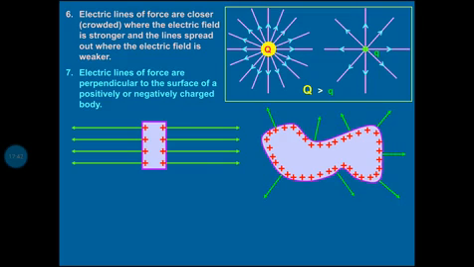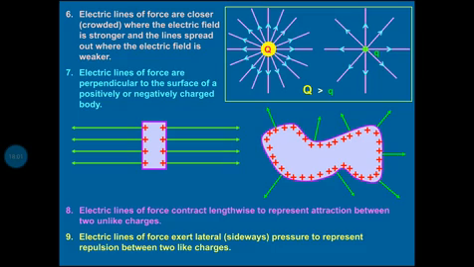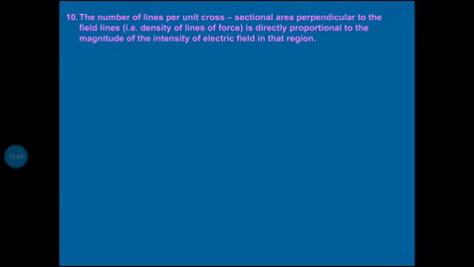Number 8, electric lines of force contract lengthwise to represent attraction between two unlike charges. Number 9, electric lines of force exert lateral pressure to represent repulsion between two like charges. Number 10, the number of lines per unit cross-sectional area perpendicular to the field lines is directly proportional to the magnitude of the intensity of electric field in that region. So here delta n by delta a is proportional to E vector.